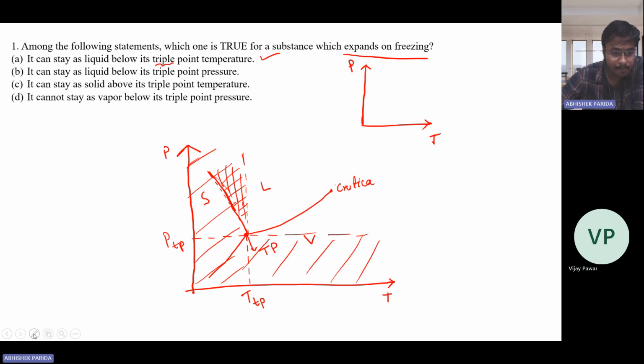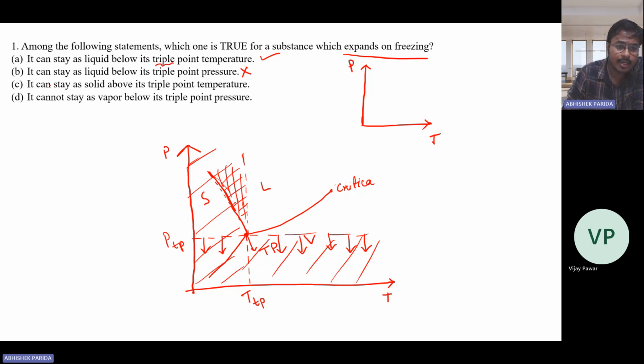Tell me. Are you having any confusion or what? Because you see it is very clear below this pressure, below this line, whether you can find any liquid region. Liquid region is above this point. It's not below this. So option B is wrong.